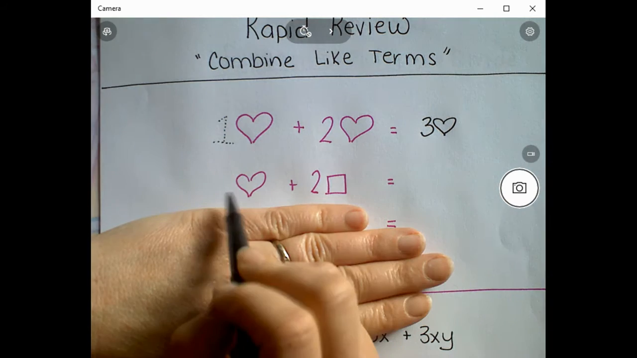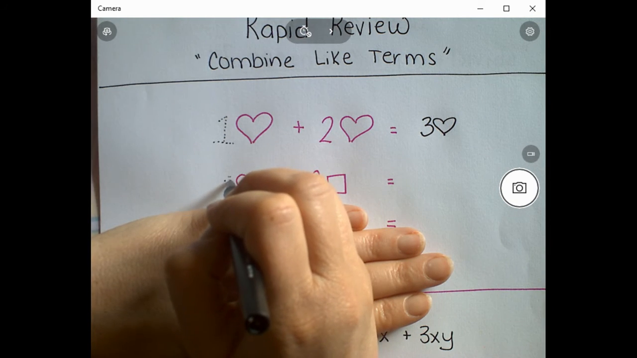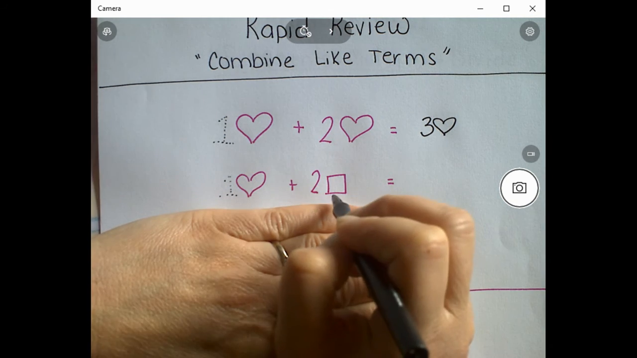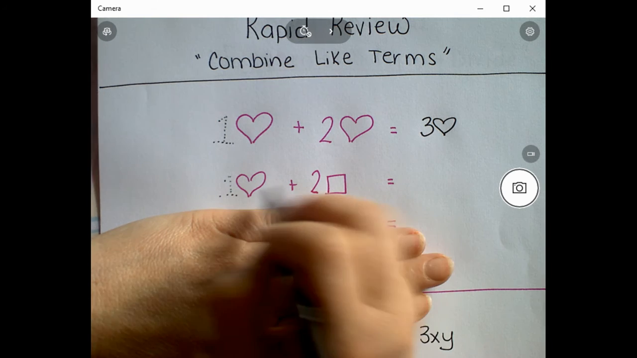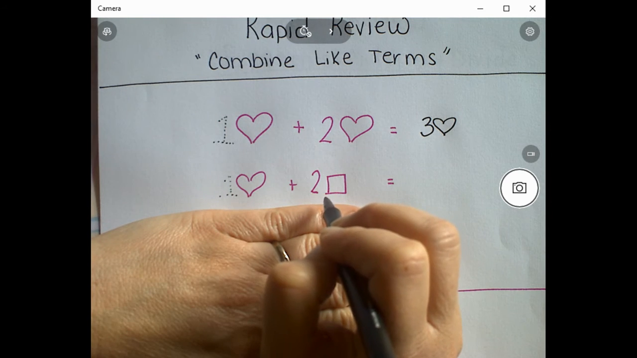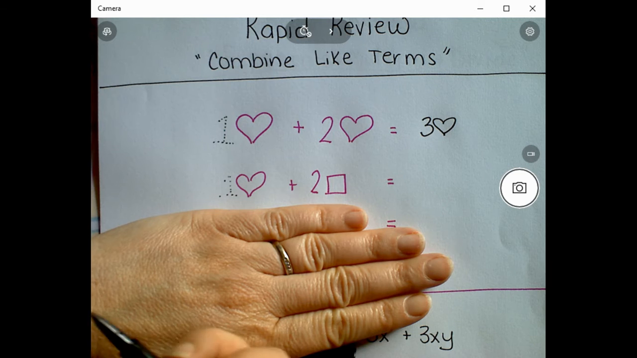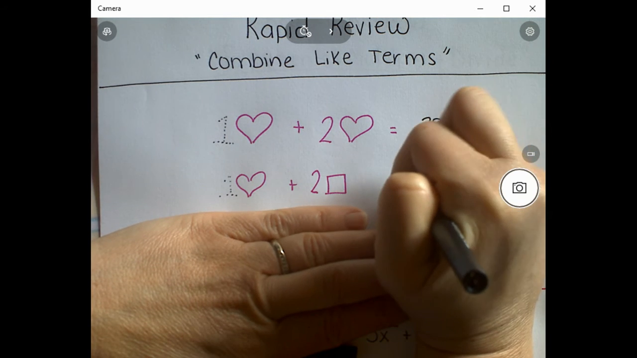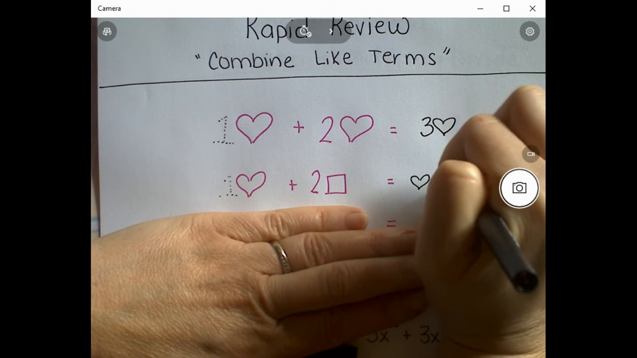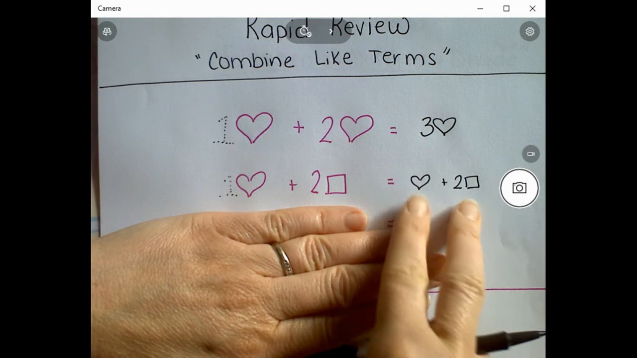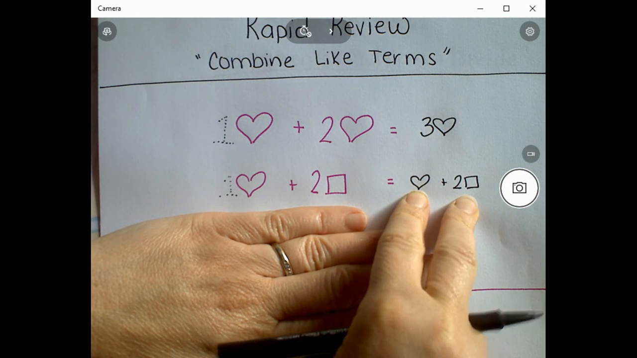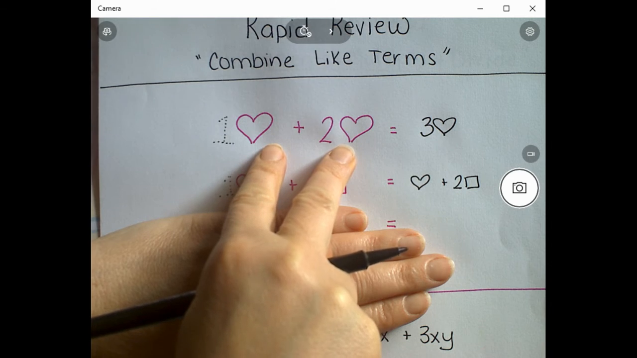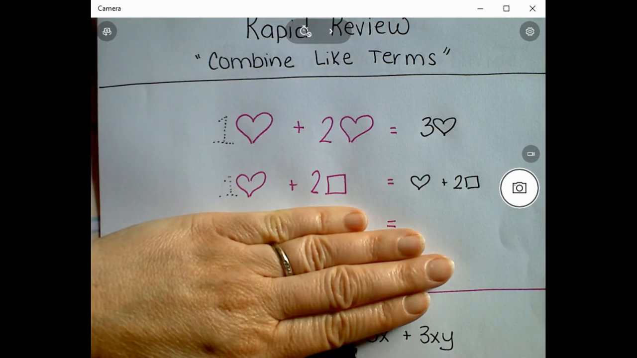In this one, we have 1 heart. Remember that 1 is implied. And 2 squares. Can we combine hearts and squares? Is that possible? Are they the same? Are they something you could count? No. So the answer stays 1 heart and 2 squares. These are not like terms. These are like terms. These are not like terms.